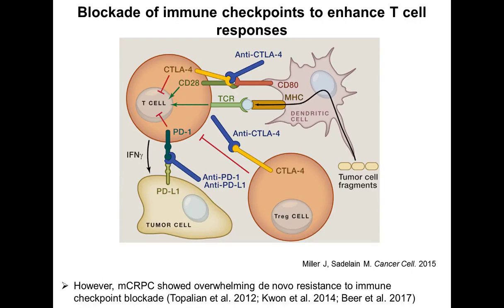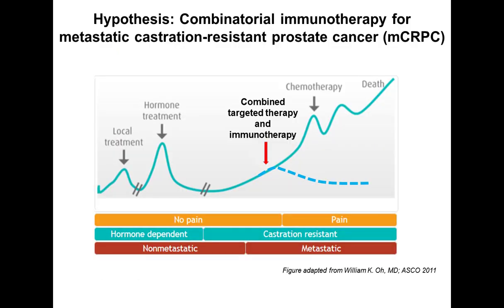However, the metastatic CRPC, the castration-resistant prostate cancer, showed overwhelmingly de novo resistance to immune checkpoint blockade, shown by several publications. So the question is, why is mCRPC resistant, and also how can we develop new strategies to resensitize those cancer types so they can potentially be applied with the ICB reagents?